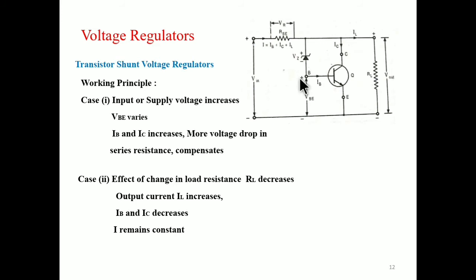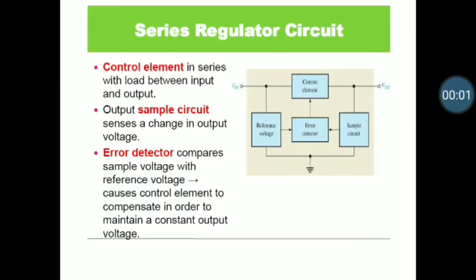So this is the idea of a voltage regulator: whatever happens in the input value, or whatever happens in the output value, there is no change in the Vout value. So this is a transistor shunt voltage regulator. We are going to discuss a recap of series and shunt regulators.